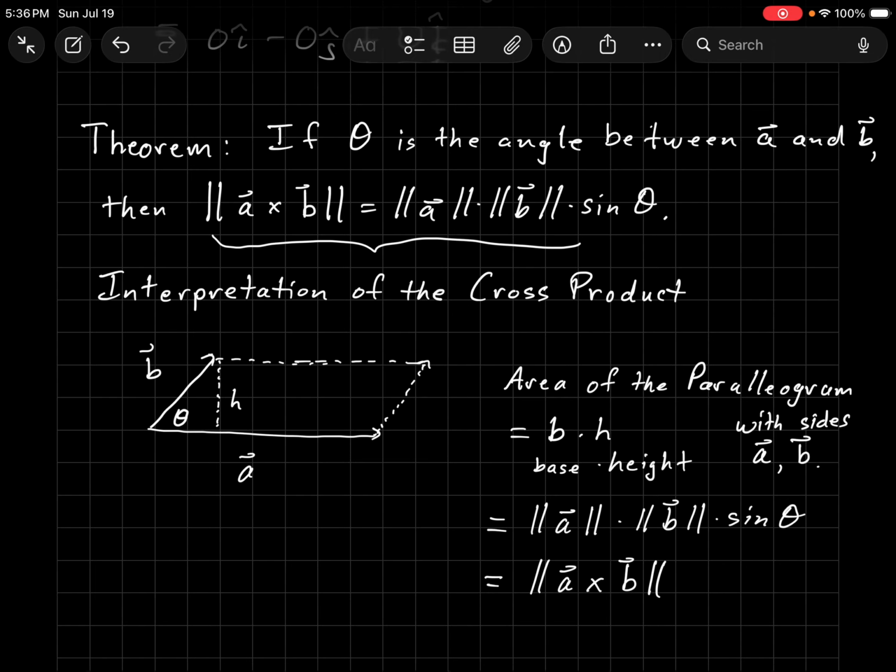In the next video, I'm going to do a couple applications of the cross product. So if you'd like to see some more problems that you've probably seen in a textbook, just go ahead to the next video.